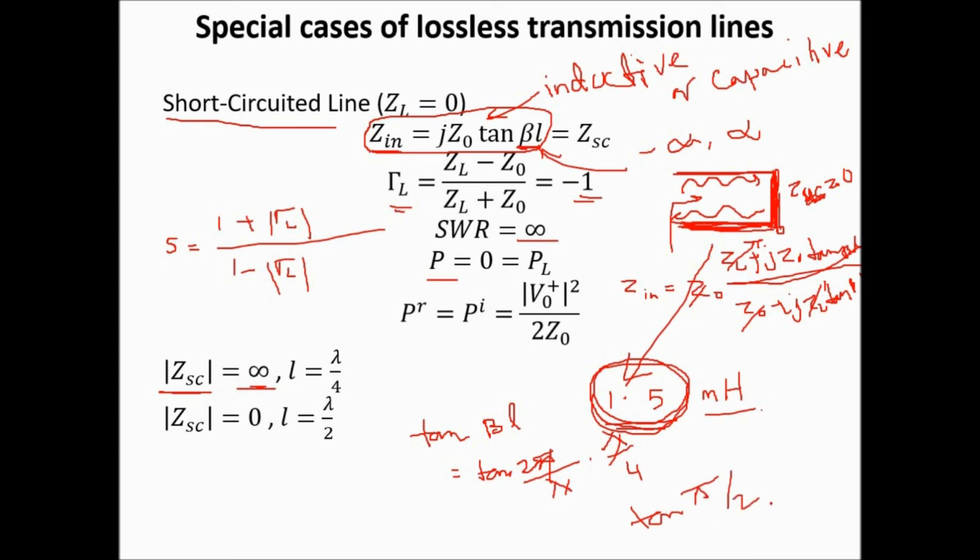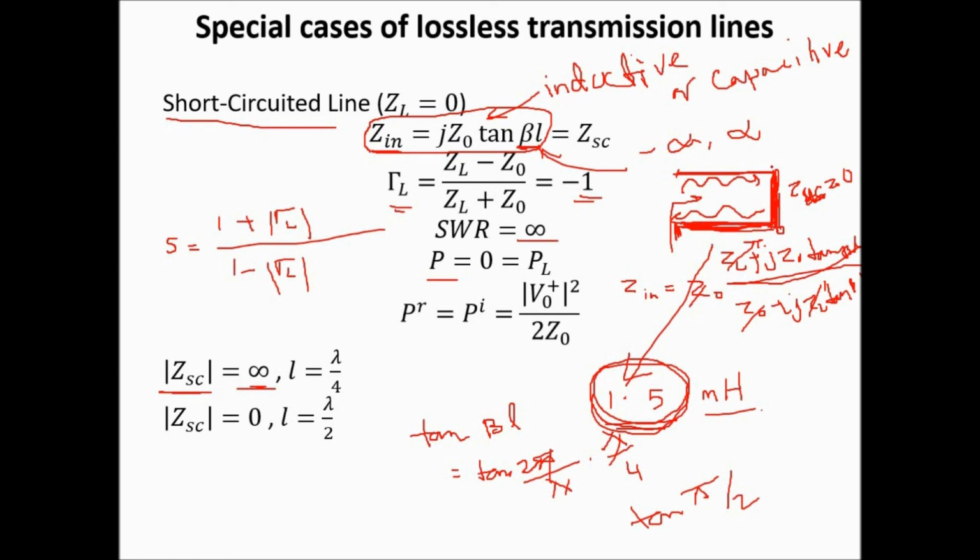tan of 10 pi over 2 is equal to infinity. So if you put lambda over 4, you will get infinite impedance, and if you put lambda over 2, your impedance will be 0. So it is just switching between 0 and negative and positive infinity. If you want to make short circuit impedance equal to 0, then you have to put the length equal to lambda over 2. For example, if you want to make 0 impedance here, this length should be lambda over 2.